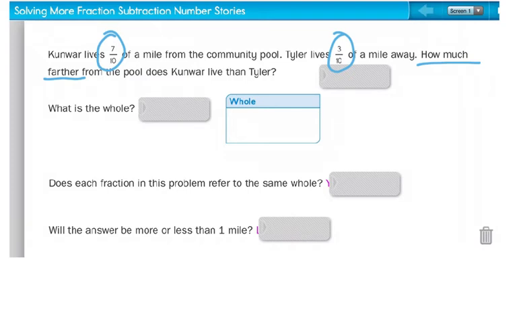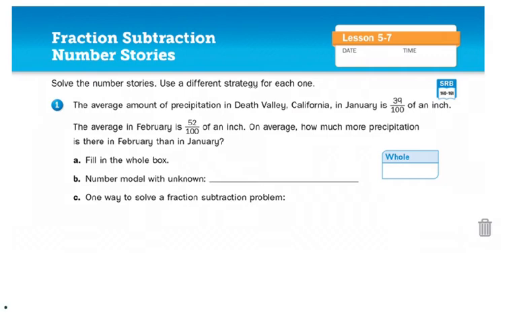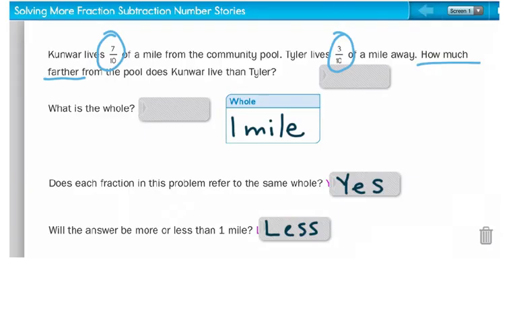So what is the whole? Well, they're referring to 1 mile as the whole. Does each fraction in this problem refer to the same whole? Yes, it does. And will the answer be more or less than a mile? So when we're figuring out difference, this is actually going to be less than a mile. So let's go ahead and figure it out.